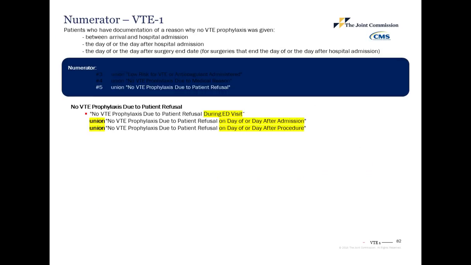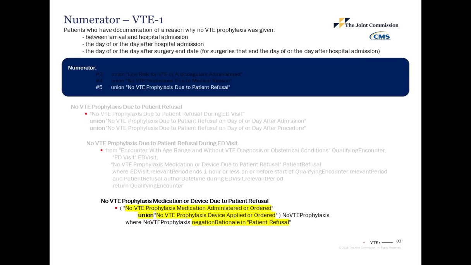All right, so now here in slide 82, the last numerator condition is no VTE prophylaxis due to patient refusal. So just like the medical reason, this is looking for a patient refusal reason for VTE prophylaxis not being done. But if you notice, the same 3 timing conditions are repeated. In this definition, we are looking for the patient refusal reason for the medication not done or the device not done. So since it uses union, either one will pass the numerator, unlike the medical reason, which requires both.